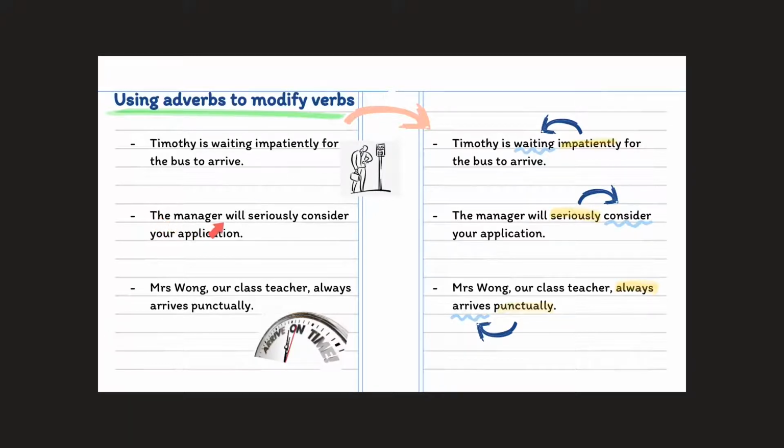Second, the manager will seriously consider your application. So how seriously, or how lightly, will the manager consider your application? He or she will consider seriously. Okay? Mrs. Wong, our class teacher, always arrives punctually. So there are two adverbs in one sentence. The first one is always, the second one is punctually. They are both modifying, and they're both ascribing qualities to the verb arrives.